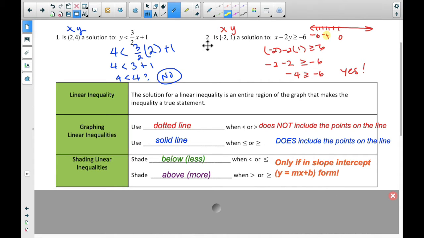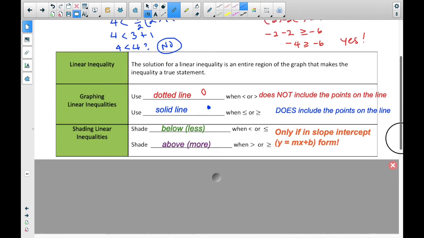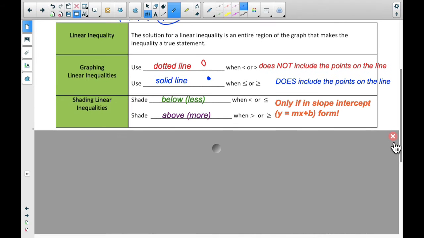This is probably something you've learned before, but basically, if it does not have an equal to, you use a dotted line. That's like when we were doing number lines, we would have open dots. An open dot or a dotted line means it does not include the points on that line. If there is a solid line, then we have a closed dot, and that means it does include that point. Anytime there's an equal to, we put a solid line, and that means it does include the points on the line. Again, we're going to talk about what this all means here in just a second.